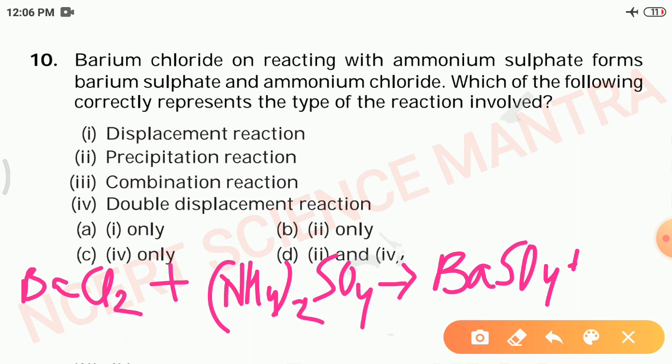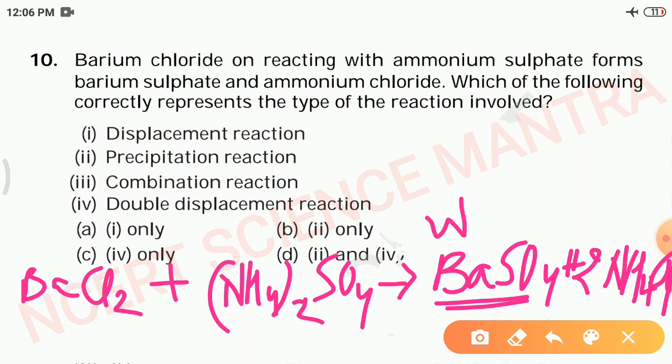As it reacts, it will give barium sulfate BaSO4 plus ammonium chloride, 2NH4Cl. Barium sulfate, as we have already stated, forms a solid precipitate, a solid substance which is not dissolved in the aqueous solution, and it will form a white PPT. And because of the formation of white PPT, this reaction is known as precipitation reaction.